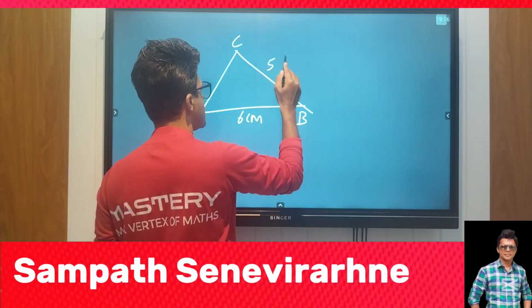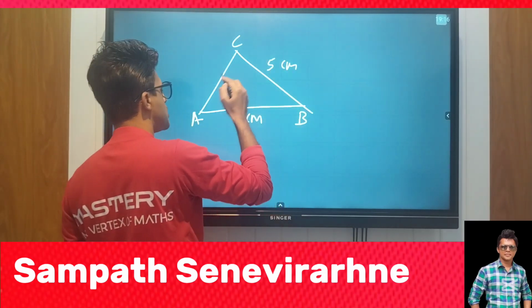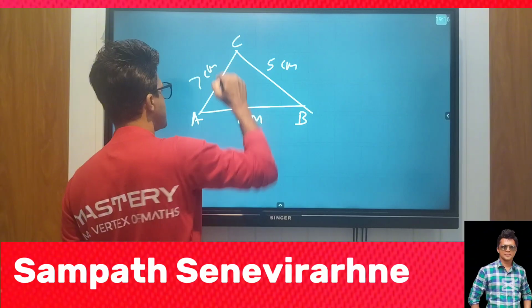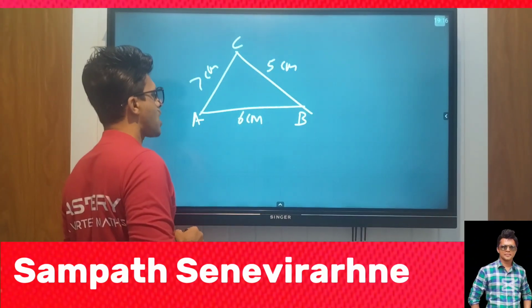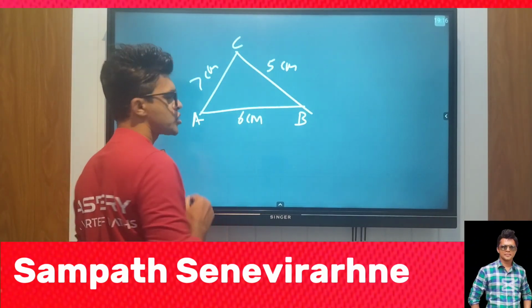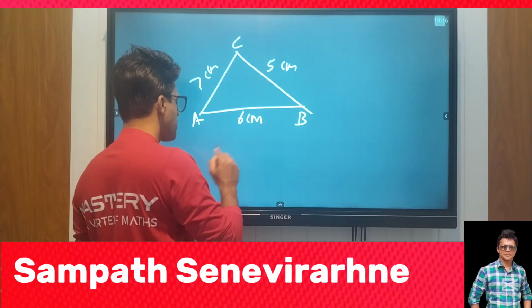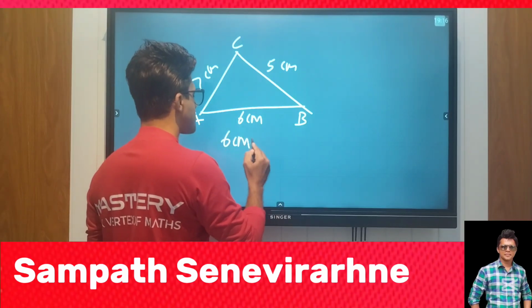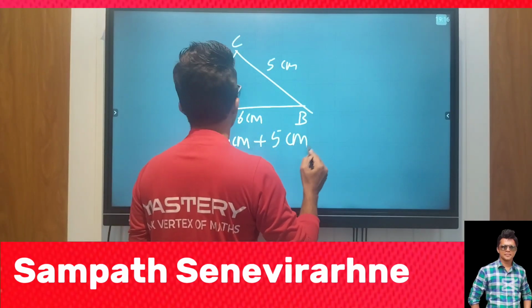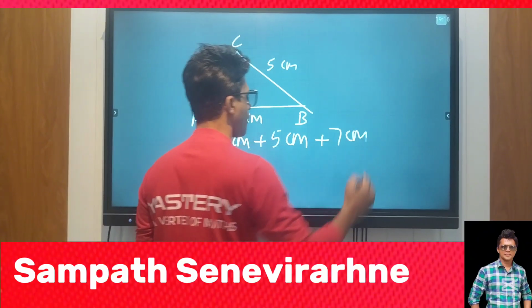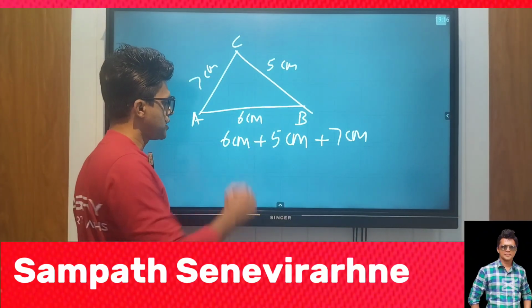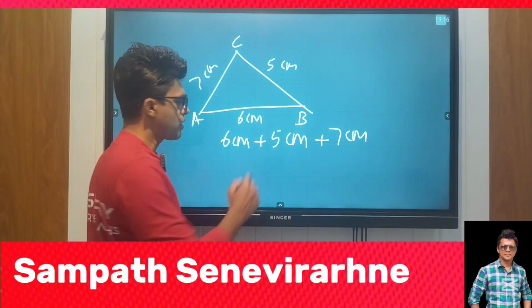6 cm, 5 cm, and the other one, I will mention these values. Then here 7 cm. How do you get the perimeter of this triangle? Then these values we add generally. Then perimeter equals 6 cm plus 5 cm plus 7 cm. This is the way of getting the perimeter of this type of question. 6 plus 5, 11 plus 7, 18.